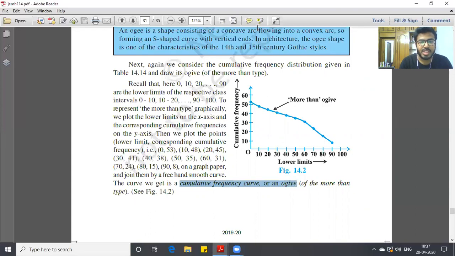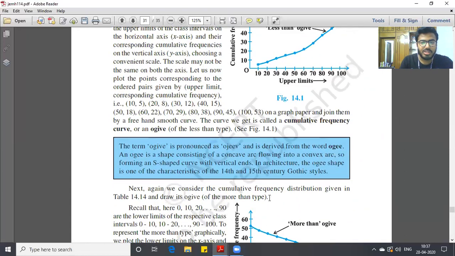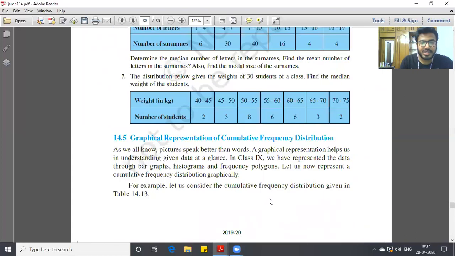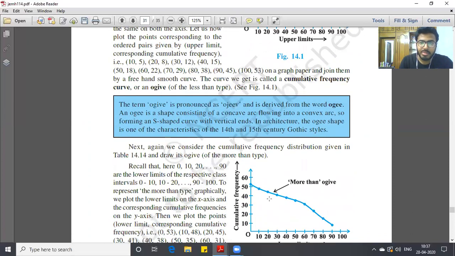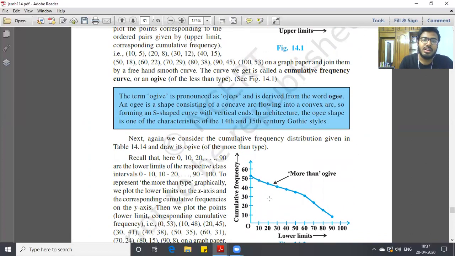Okay, so it can be a more than type also, less than type also. There are two types. We will be discussing that. See, this graph is actually very easy. Very rarely are these graphs asked in the exam. But there are still chances they can be asked, because in the answer sheet itself there is a provision for providing a graph. So graphical questions can also be asked in the board exam, remember that.